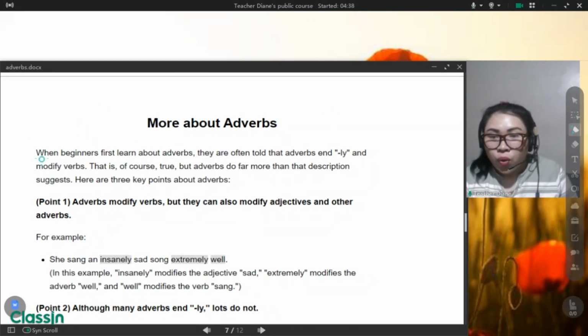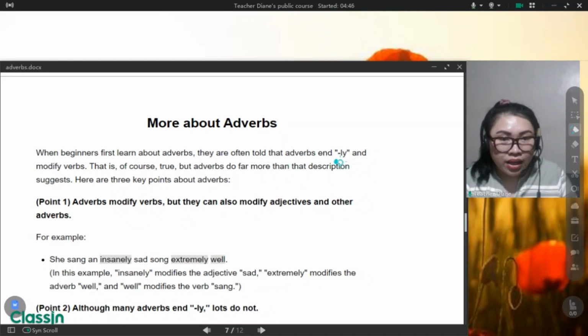When beginners first learn about adverbs, they are often told that adverbs end in -ly and modify verbs. When we say modify, it describes. That is, of course, true, but adverbs do far more than that description. So here are three key points about adverbs. We're going to know what these three key points are.